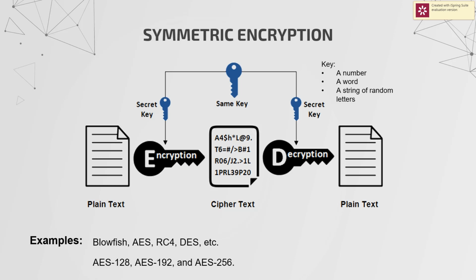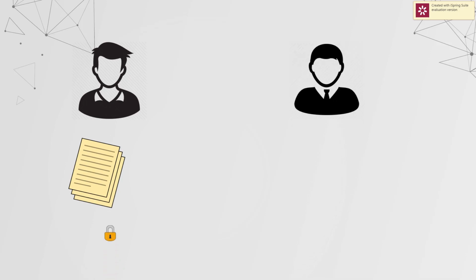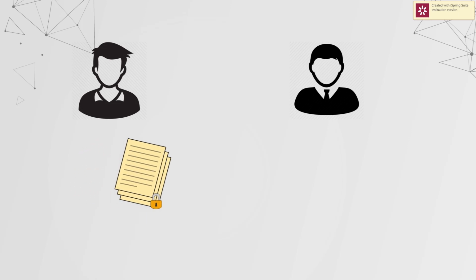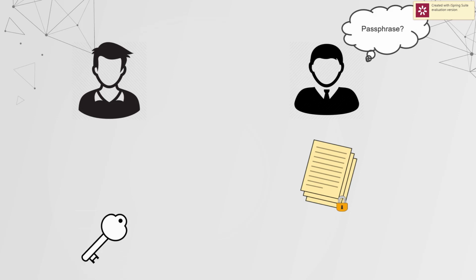For instance, I have a sensitive document that I want to share with John. I use an encryption program to protect my document with a password. Then I send the encrypted document to John. However, John cannot open this message because he doesn't know the passphrase that I used to encrypt the document. In other words, he doesn't have the key to open the lock.